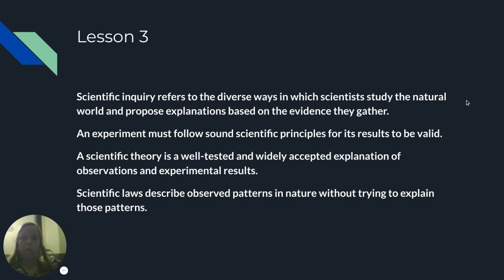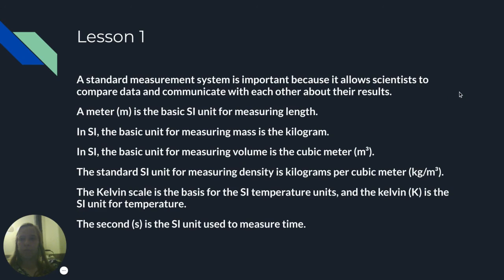Lesson 3 of chapter 10, scientific inquiry, refers to the diverse ways in which scientists study the natural world and propose explanations based on the evidence they gather. An experiment must follow sound scientific principles for its results to be valid. A scientific theory is a well-tested and widely accepted explanation of observations in experimental results. Scientific laws describe observed patterns in nature without trying to explain those patterns.